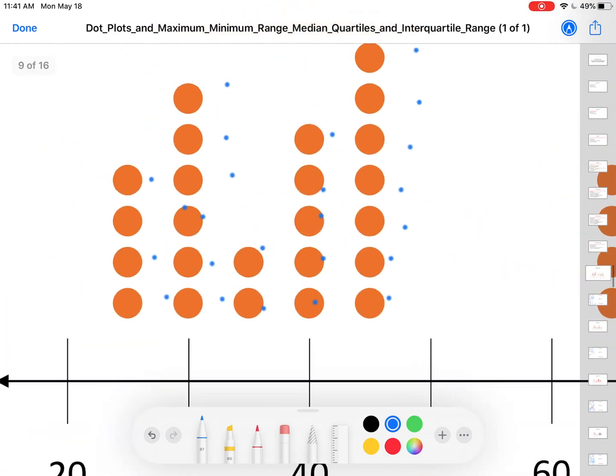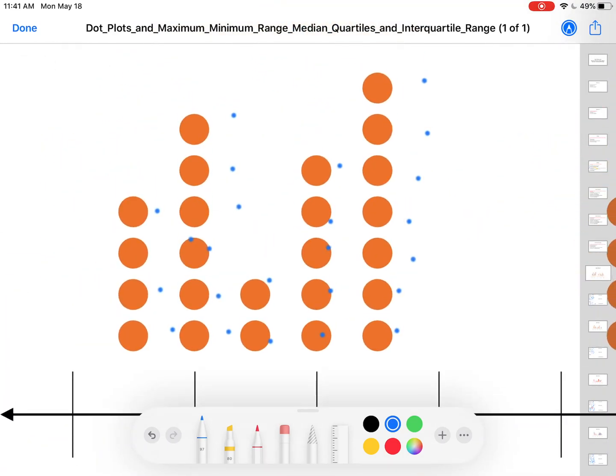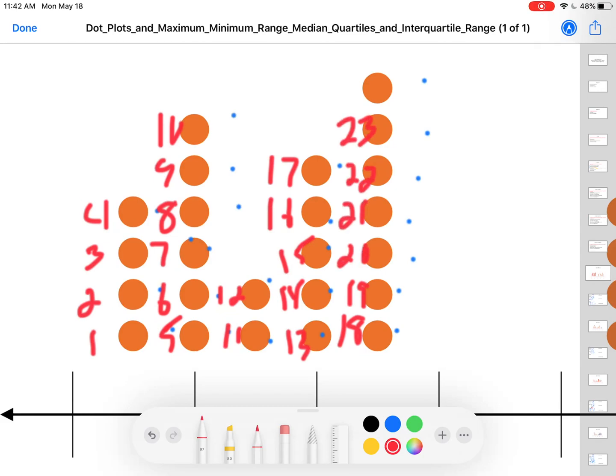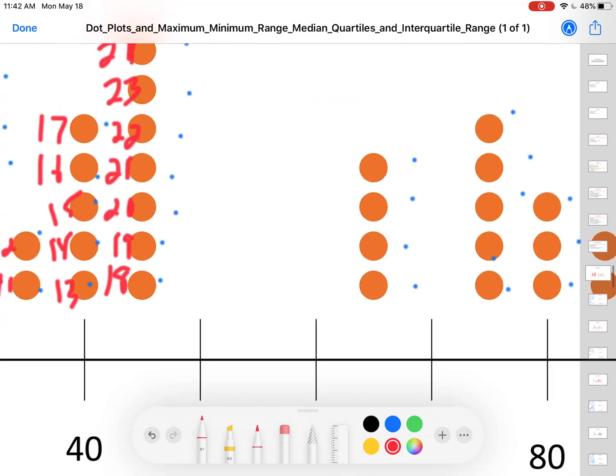Okay, let's count. I'm going to do it from the left. You can also do it from the right. Doesn't make any difference. I want to change the color. This is 1, 2, 3, 4, 5, 6, 7, 8, 9, 10, 11, 12, 13, 14, 15, 16, 17, 18, 19, 20, 21, 22, 23, 24, and then one more would be the 25th one, and I draw a line right between them. That's where the median is.